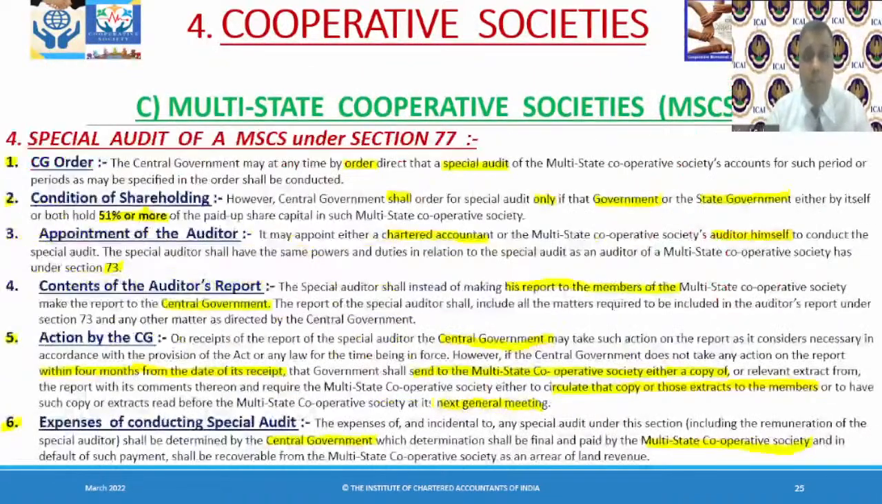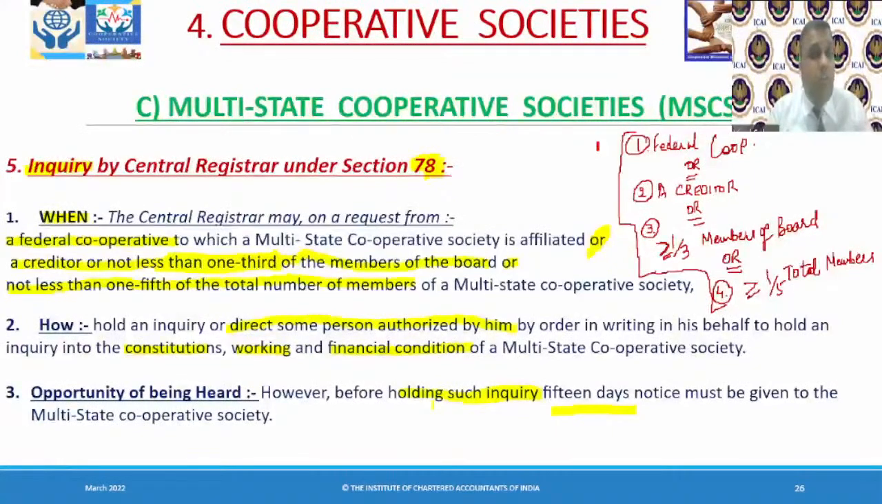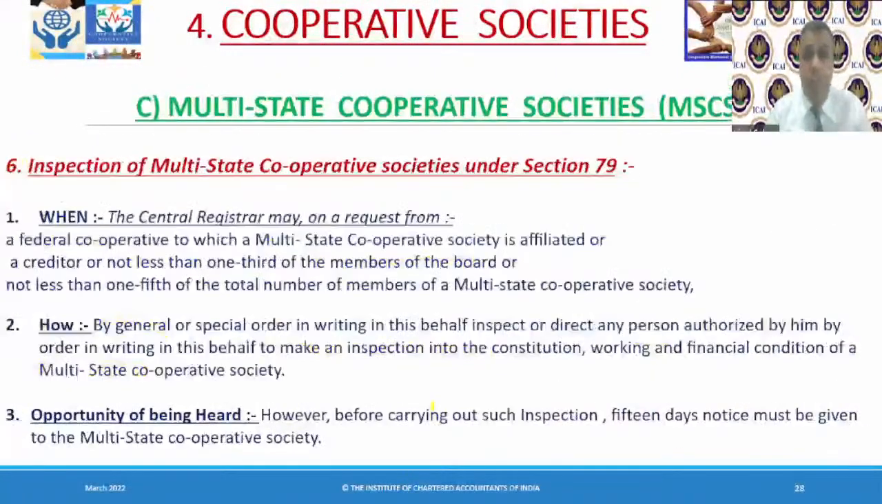So section 77 is special audit, section 78 is inquiry, and section 79 is inspection of the books, inspection of the societies on site. Section 79. So again, the same people can request the central registrar for inspection. The registrar, by general or special order in writing, may direct any person authorized by him in writing to make an inspection into the constitution, working and financial condition. Again, 15 days notice of opportunity of being heard to be given.